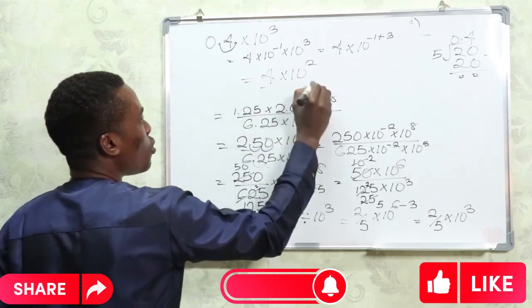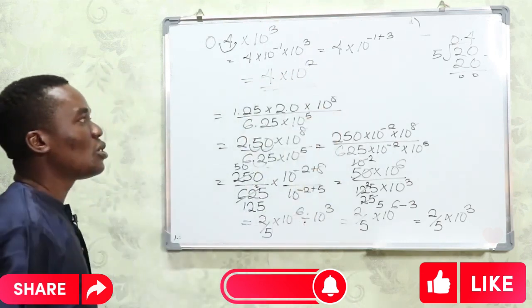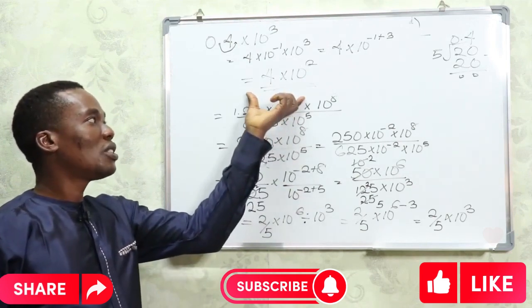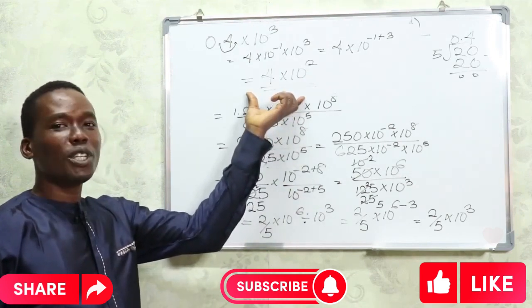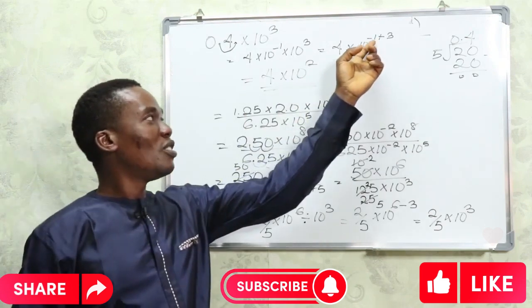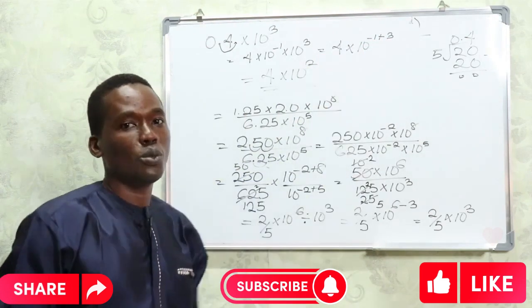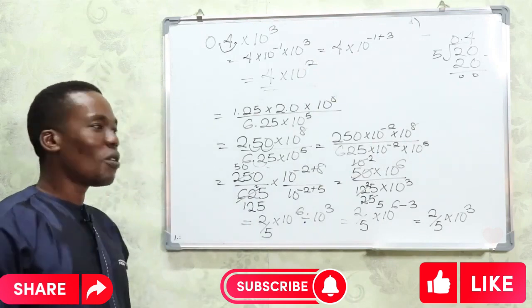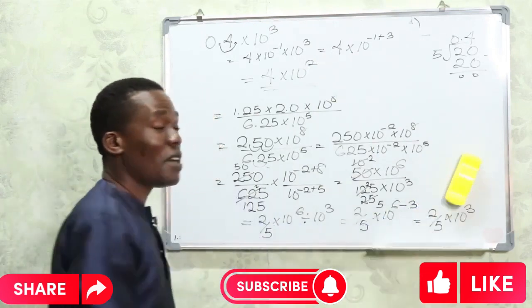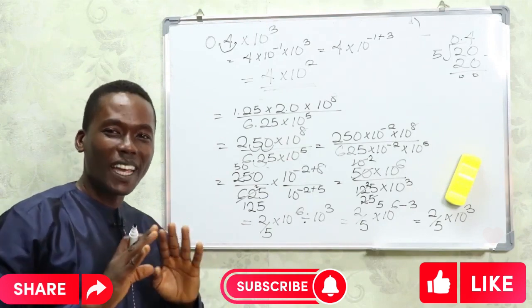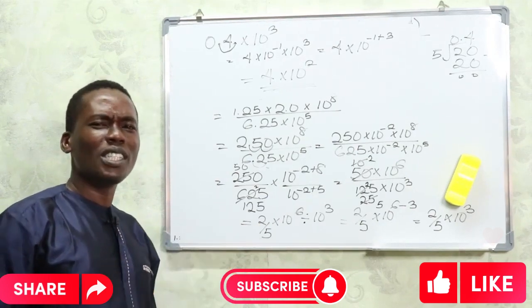Now you see that huge value that was given to us initially. When we simplified further, our result is what? 4 times 10 raised to the power 2, because minus 1 plus 3 is going to give us plus 2. Now you see, solving questions like this can be very, very easy if you take it step by step. Now you see these 3 samples.